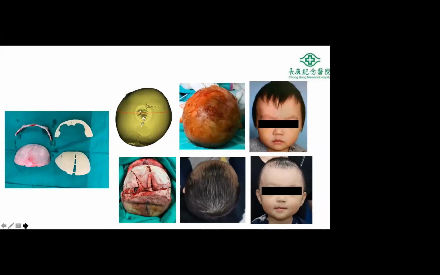So that's the other case example. I did the same technique and also the same cutting methods for this case. I found there seems to be a rule for the unicoronal synostosis reconstruction.